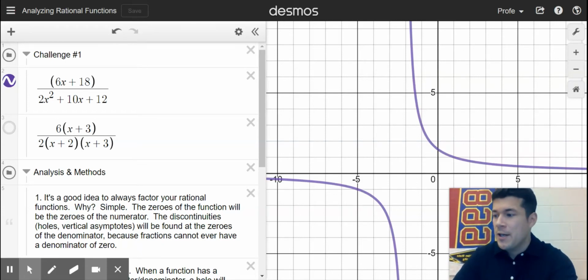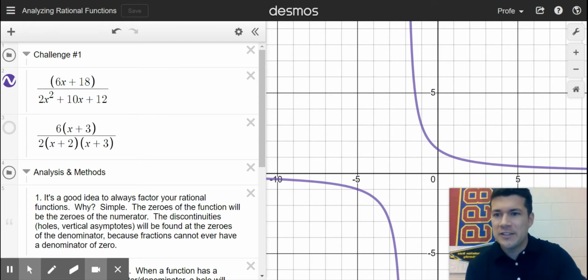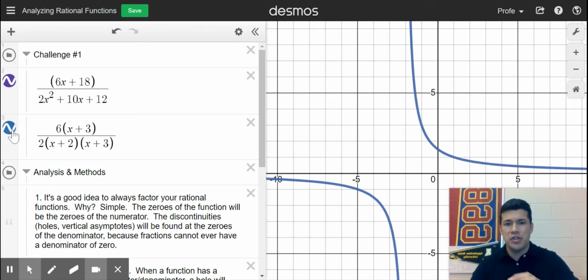Welcome to Module C, where we will be talking about rational functions. So here's your first rational function, and it is (6x + 18) divided by (2x² + 10x + 12). Now, right beneath it, I wrote an equivalent expression that gives me an equivalent graph. And we've been doing that since the polynomials unit.